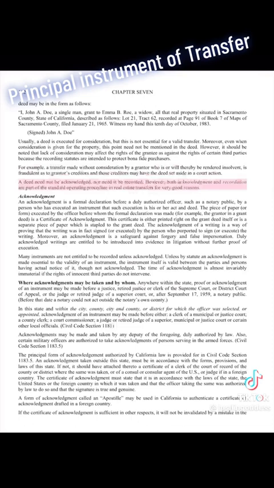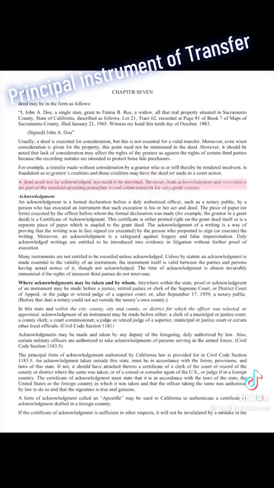Acknowledgement. An acknowledgement is a formal declaration before a duly authorized officer, such as a notary public, by a person who has executed an instrument that such execution is his or her act and deed. The piece of paper or form executed by the officer before whom the formal declaration was made, for example, the grantor in a grant deed, is a certificate of acknowledgement. This certificate is either printed right on the grant deed itself, or is a separate piece of paper, which is stapled to the grant deed.